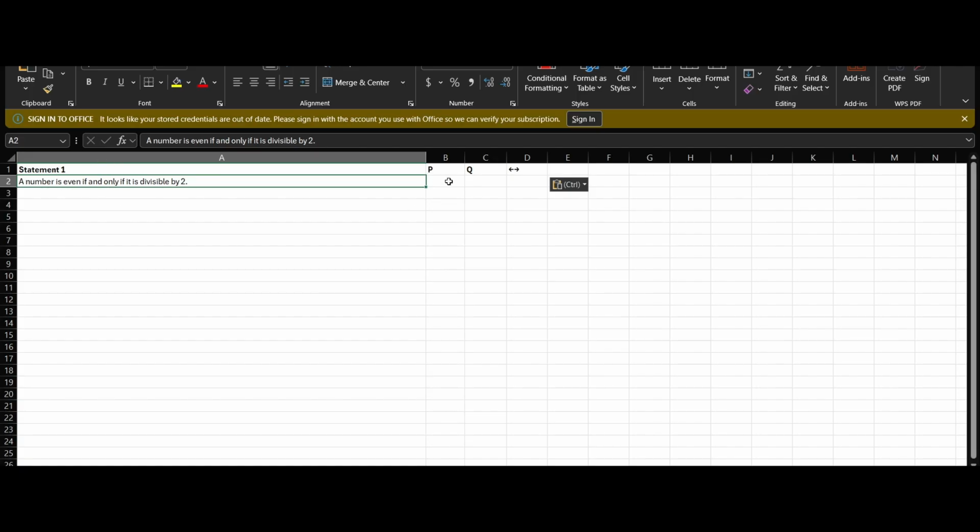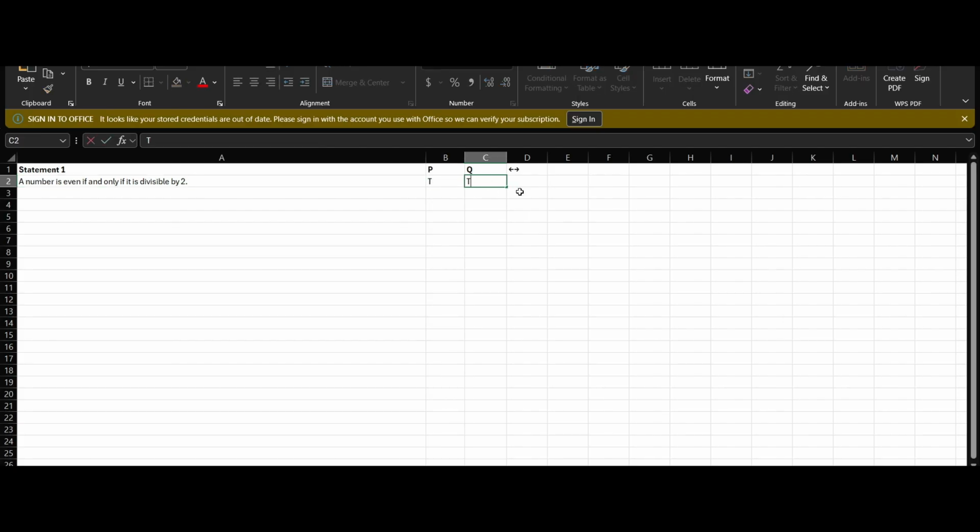Okay. So let's say that the number is even. It is divisible by two. Both of the statements are true. So therefore, the coinciding biconditional statement will be true. So now let's say a number is even, but it's not divisible by two. Okay? Then the biconditional statement will be false.